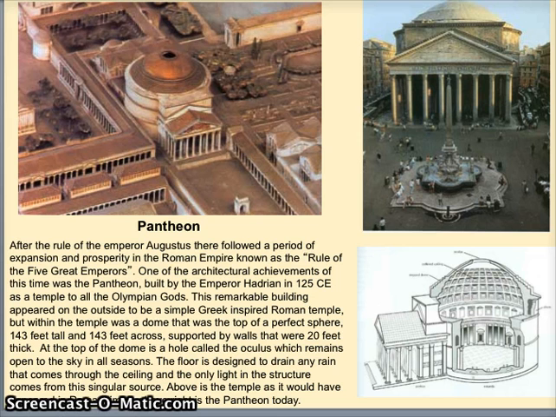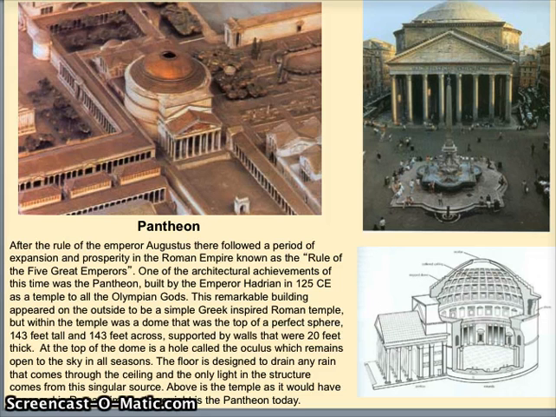It was built as a temple to all the Olympian gods. This remarkable building appeared on the outside to be simply a Greek-inspired Roman temple. It has a front porch that looks very much like things we've seen a lot before. But within the temple was a dome that was the top of a perfect sphere, 143 feet tall, 143 feet across, supported by walls that were 20 feet thick.